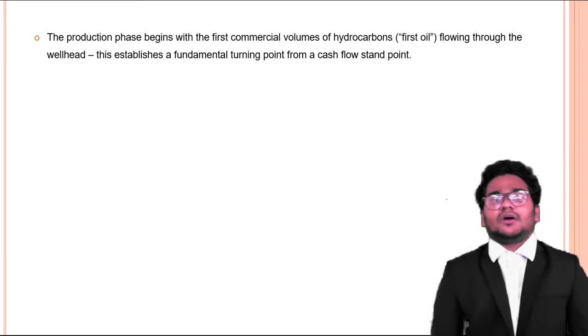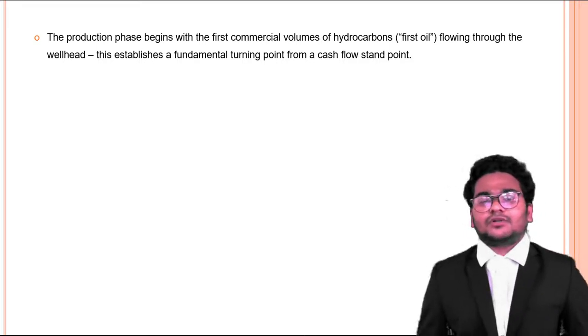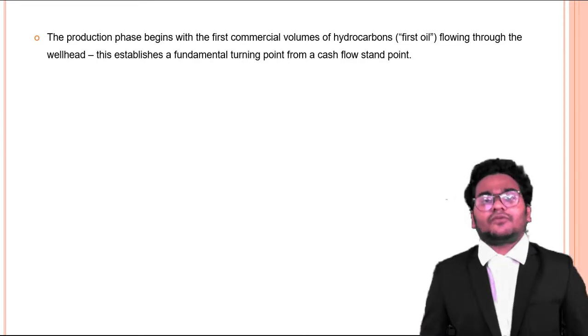Once the production is started, we look at how much volume of oil is coming. That initial first step, where the oil comes to the top of the surface, is called first oil.